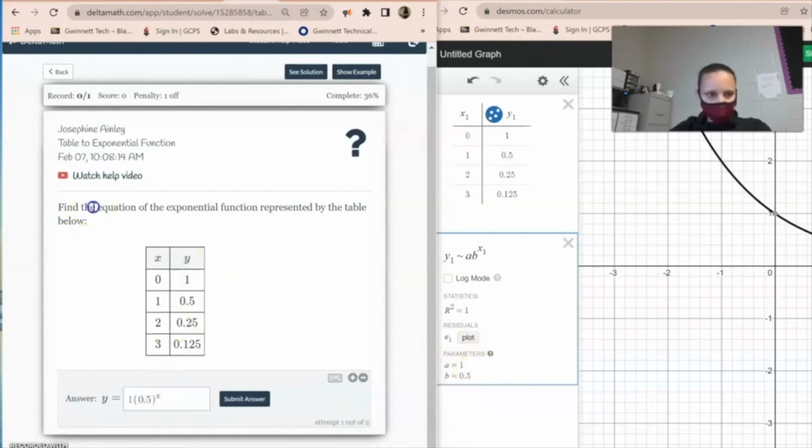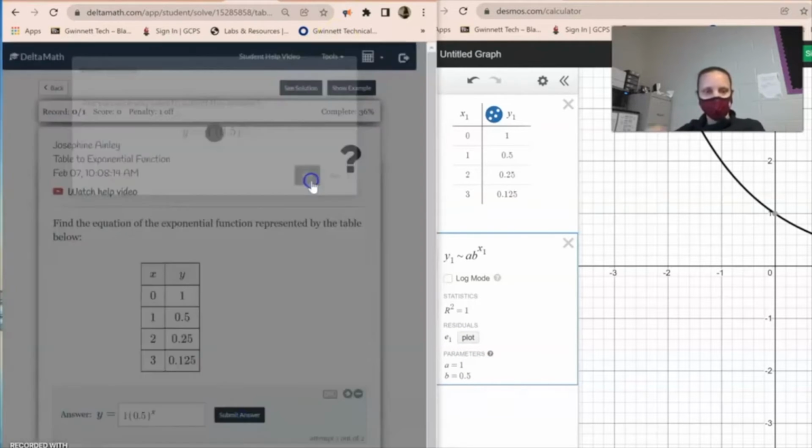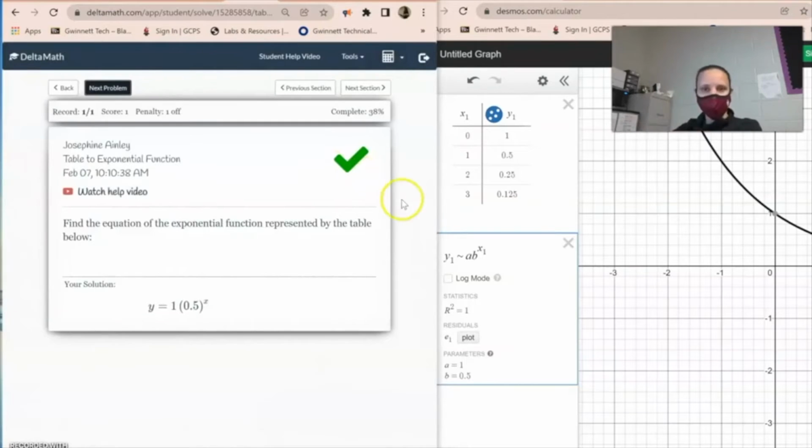It says an equation in general, so I don't need to change the x. Now, I don't know if this is going to be right because this is an invisible 1, so technically you can take that off. But I'm just going to leave it there and see if Delta Math cares. It does not care. All right, so that's how you go from a table to an equation.